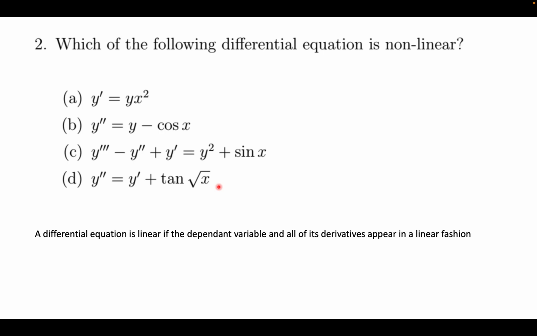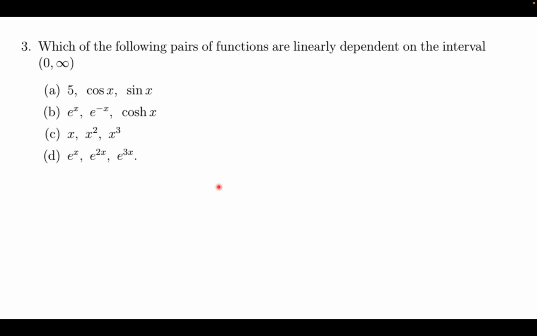Okay, now I will give you another flavor of the problem, so I will move to question number 3. Here is question number 3, and what it is asking is: you are given a set of three functions. Option A has three functions, option B has three functions, and the same goes for C and D. You need to find whether these functions are linearly dependent on the interval 0 to infinity, right?